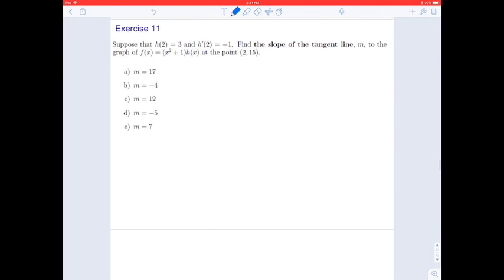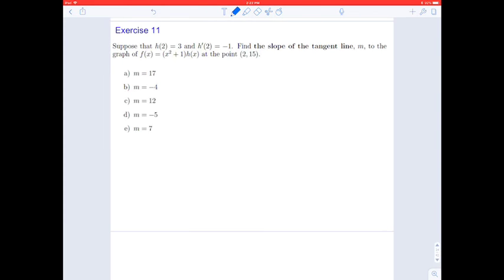Exercise number 11. Multiple choice. Let's see. Suppose that h of 2 is 3. H prime at 2 is negative 1. Find the slope of the tangent line m to the graph x squared plus 1 times h of x at the point 2, 15. That means we know that the slope of the tangent line is simply the derivative of the function at the given point, which is 2, 15, the x coordinate is 2. That means let's find the derivative. That's the slope.